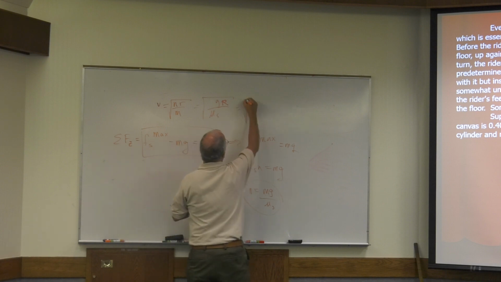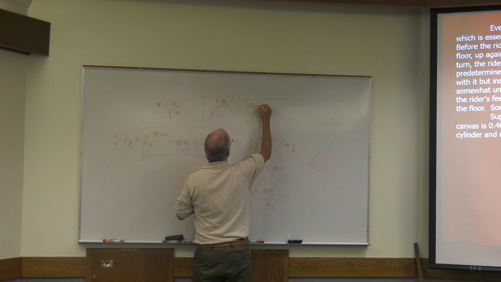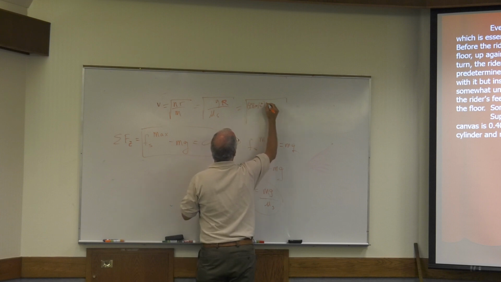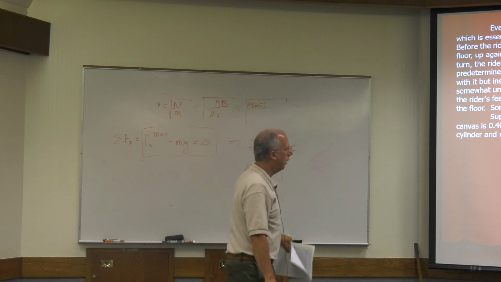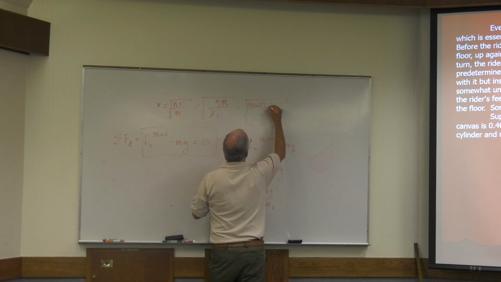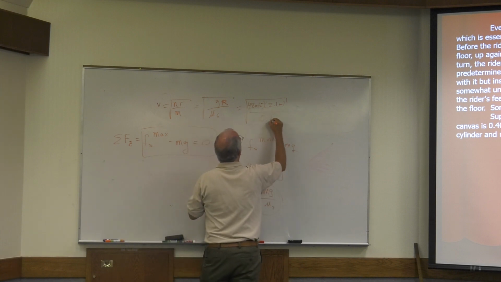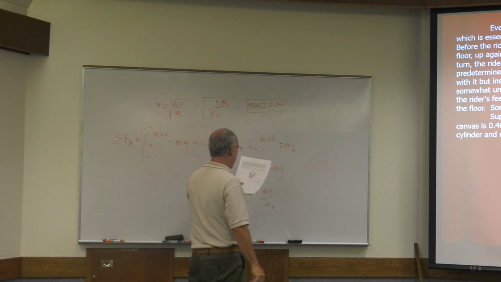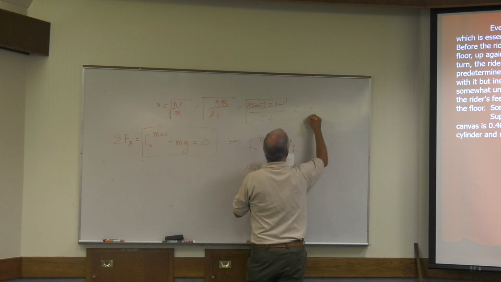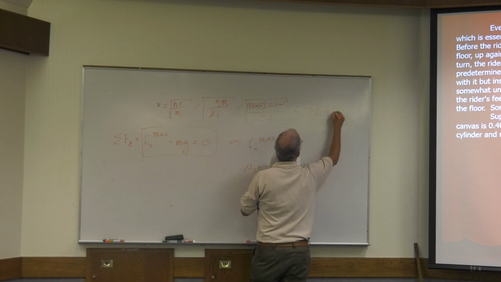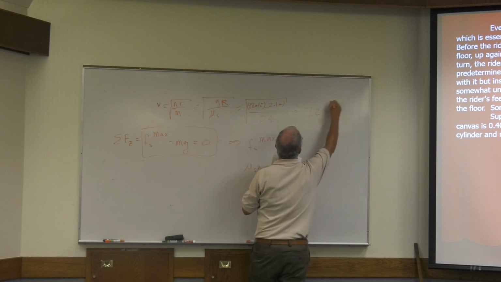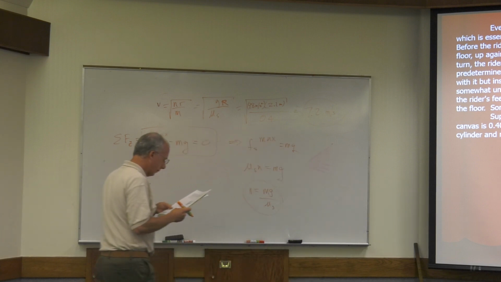Let's get a number just for fun. So g is 9.8 meters per second squared. Okay, what's the radius of this thing? 2.1 meters. And what's mu s? 0.4. That equals 7.2 meters per second. Okay, there you go.